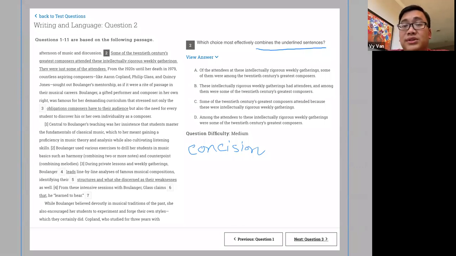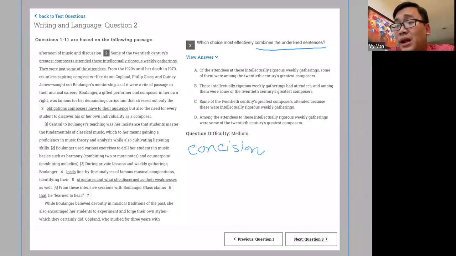Let's go to the shortest answers first, but we need to read the two sentences first. Some of the 20th century's greatest composers attended these intellectually rigorous weekly gatherings. They were just some of the attendees. So the first sentence tells you that some of the greatest composers went to these gatherings. The second sentence says they were just some of them, not all attendees. So that's the main idea.